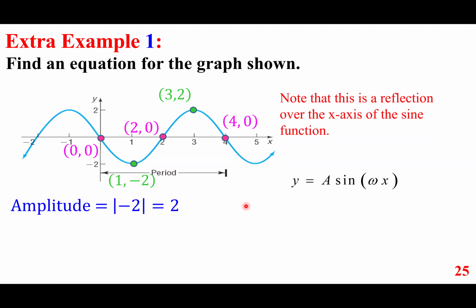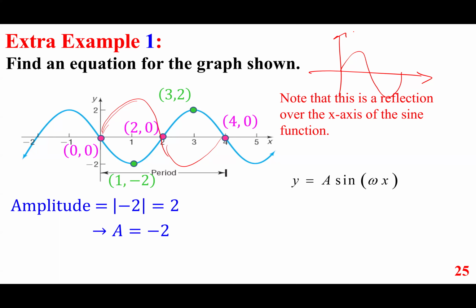So the basic sine, remember, normally looks like that. So that's why it's a reflection with respect to the x-axis. So because of that, a must be negative 2. And as far as the period is concerned, which has the equation 2 pi over omega, it is this distance, everybody. This is the period from here to here. That means T is 4.